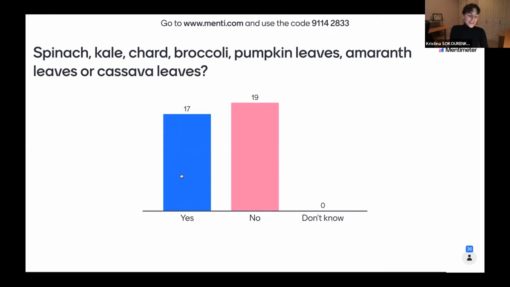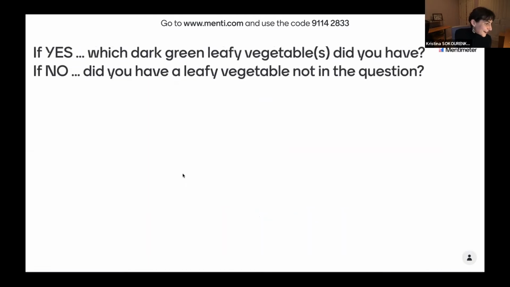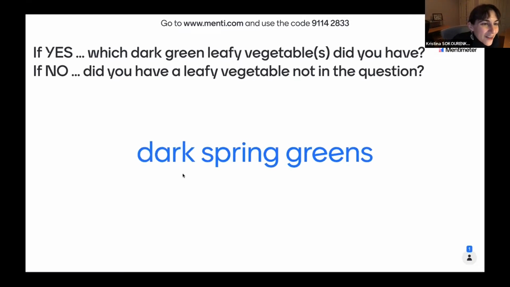So with that said, if you said yes, which of the dark green leafy vegetables did you have in the last question? And if you said no, maybe you had a dark green leafy vegetable not in the question. Feel free to share as well. I see Myra says, yes, your list does not specify all the leafy vegetables in some countries. Very true, and that's why we adapt them for every country. And Anna will tell you a bit more about that in a moment.